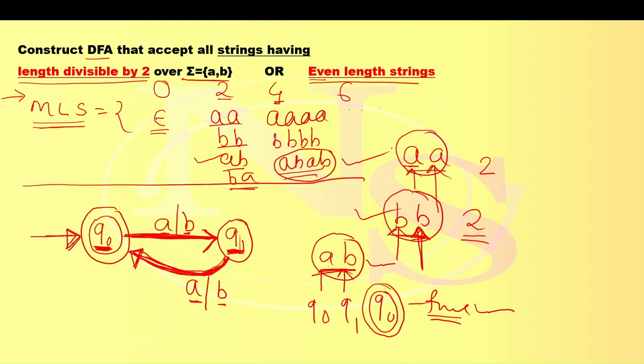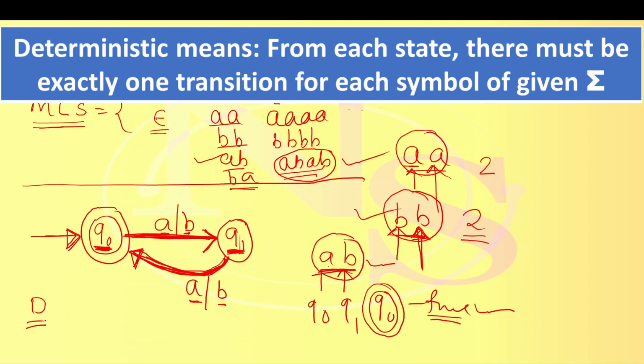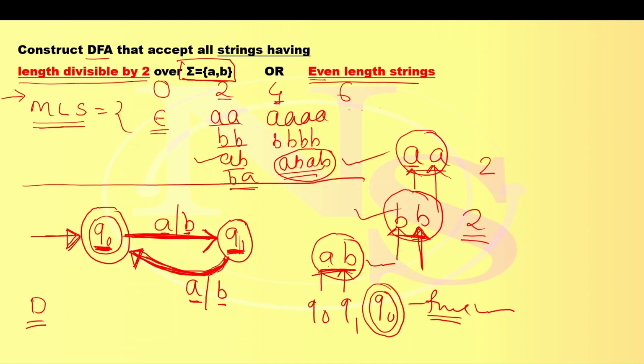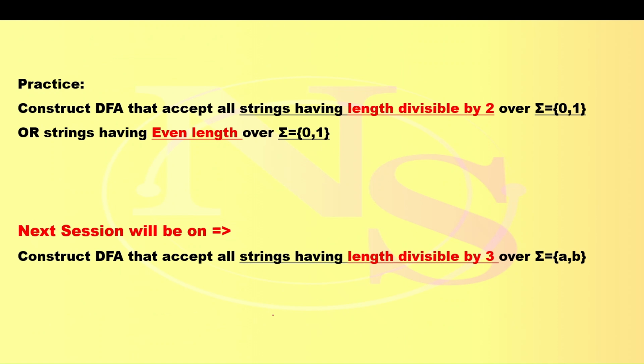But as a last step, always check whether the designed DFA is deterministic or not. What is deterministic? Deterministic says that for each symbol of sigma, there must be only one transition from each state. In this case, from Q0 there is a transition for a as well as a transition for b. From Q1 there is a transition for a as well as a transition for b. Hence this automaton is deterministic, and this becomes the answer to the given question. You can practice similar questions where sigma is 0, 1.